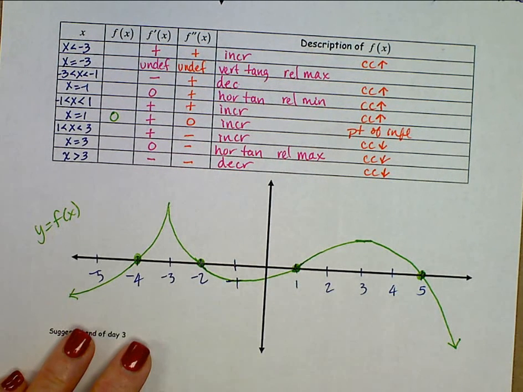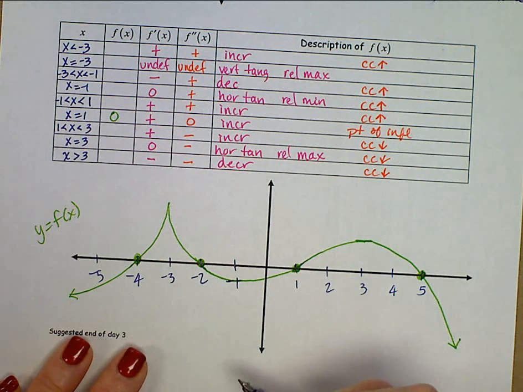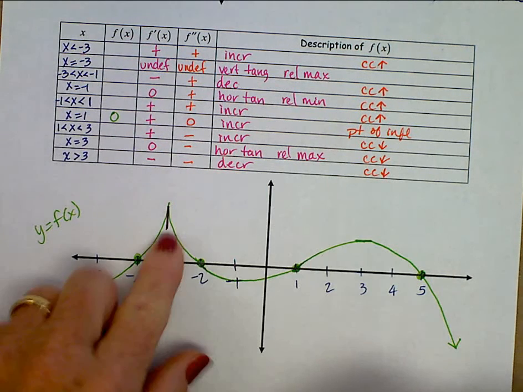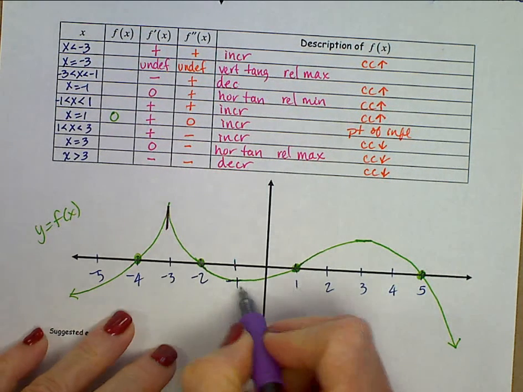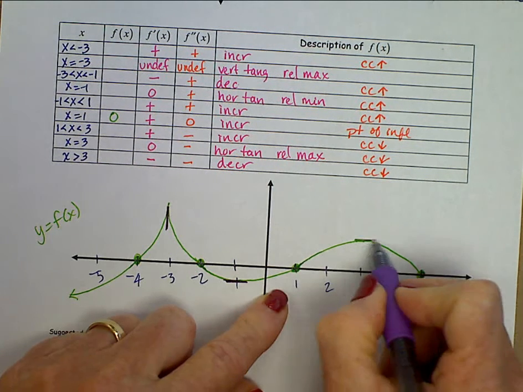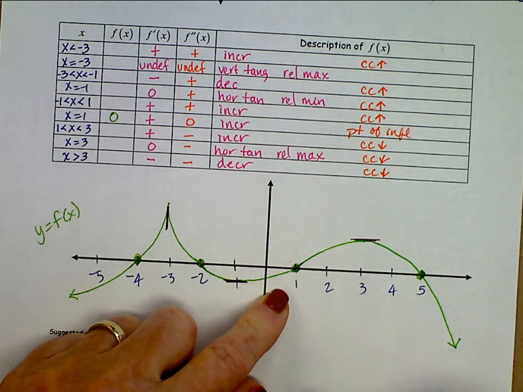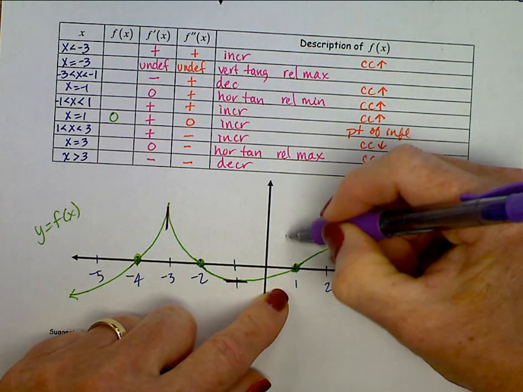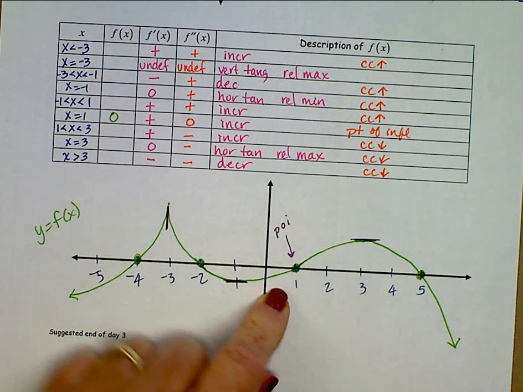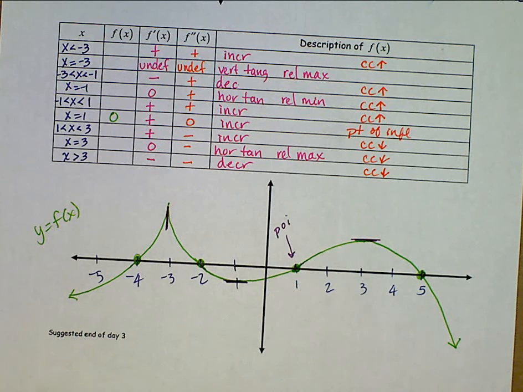Okay, and the last thing that I would suggest you do is to go back and reiterate some of the things that we found. This was a little vertical piece here by this cusp. We had a horizontal tangent right here. We had another horizontal tangent right here. And that spot is a point of inflection. All right? Thank you.